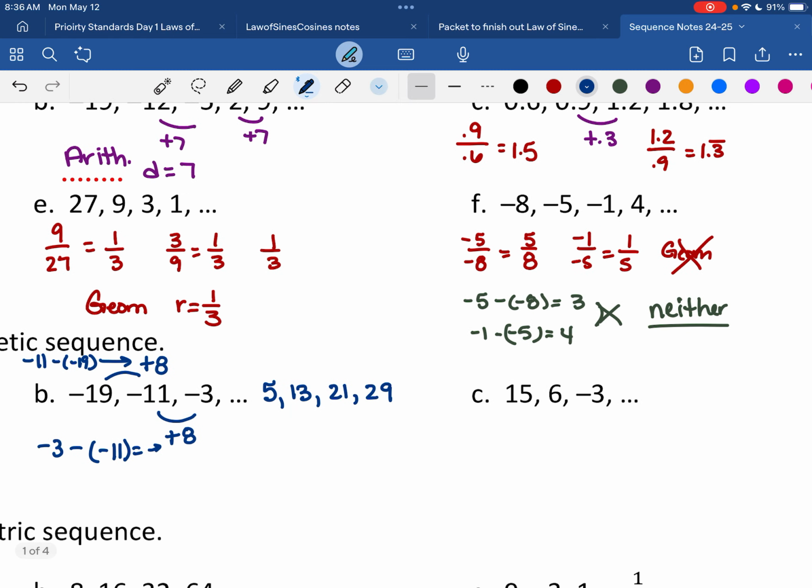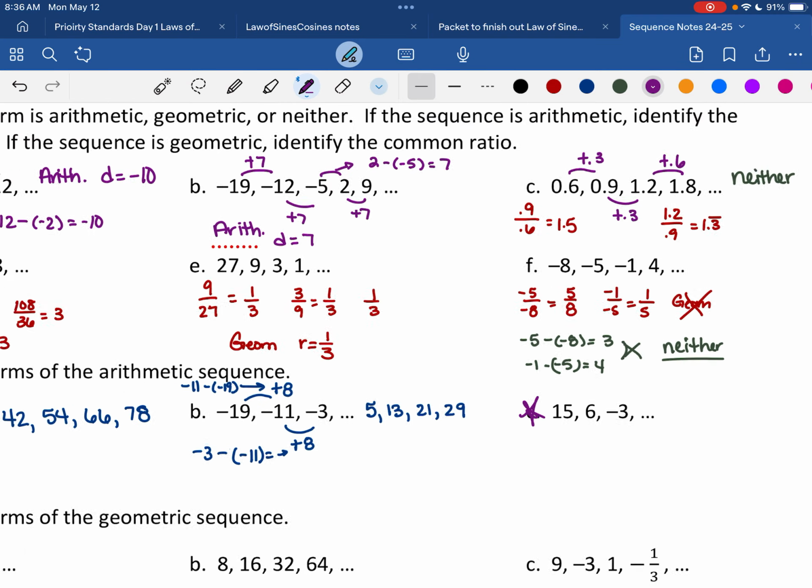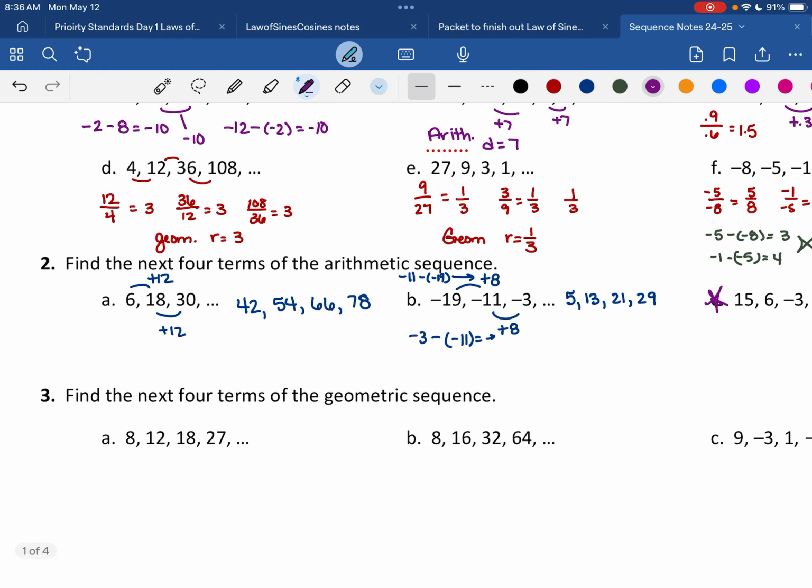This one is a subtraction problem, so I'm going to leave this one for you. Please do it. You need to figure out the answers. And we're going to skip geometric for right now, so skip this example. Skip for today.